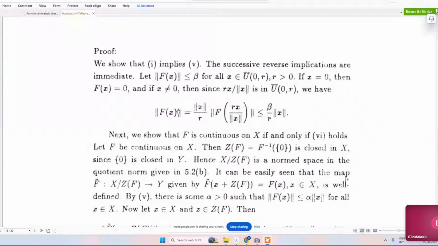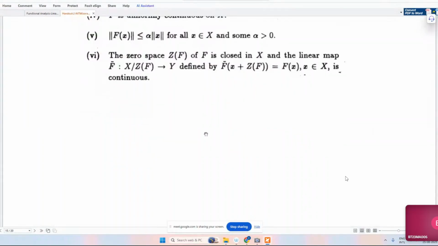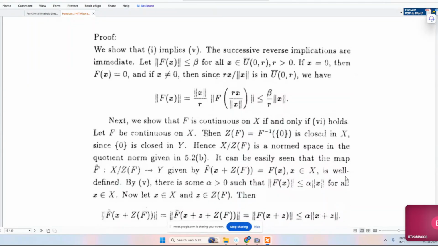So he says, sorry, 1 implies 5. 1 implies 5 means that if f is bounded on u0, that means this first one is the same thing as the fifth one. It's a consequence of the linearity. We show that 1 implies 5. The successive reverse implications are immediate. That we will see later.